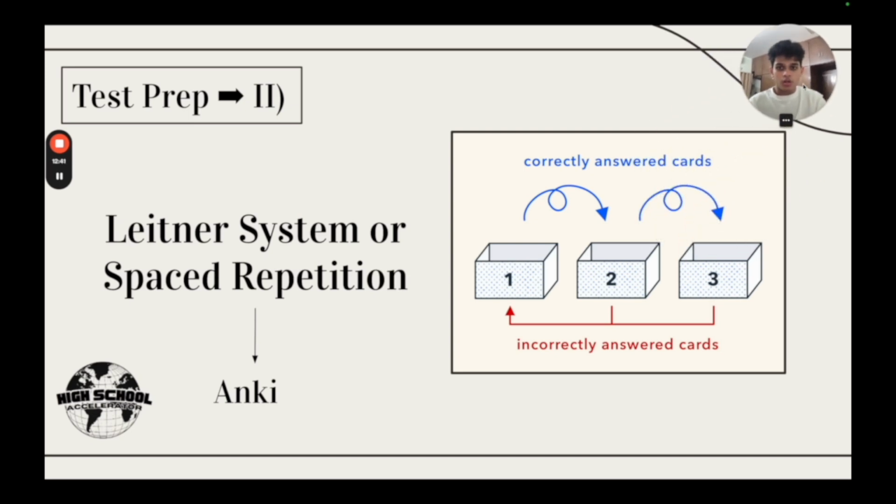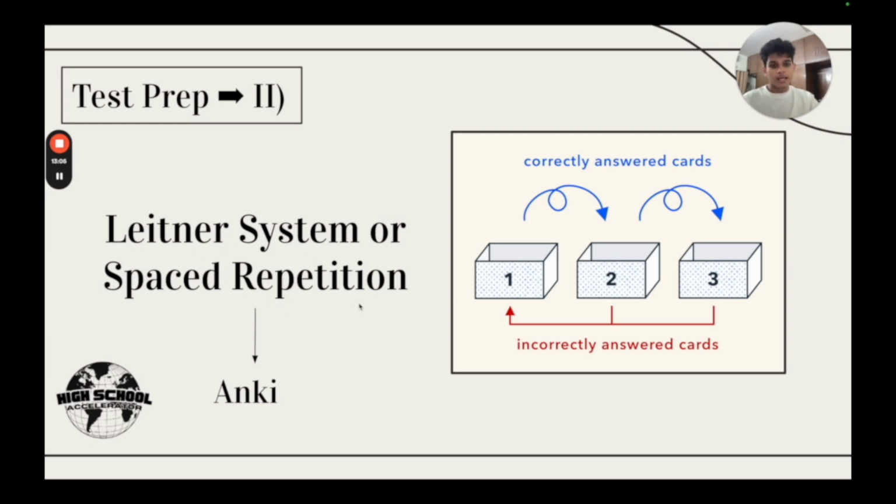Secondly, we're going to go on to the Leitner system, or spaced repetition. They're kind of similar, so I put them here. The Leitner system is basically, simply said, Anki. If you don't know what Anki is, it's a spaced repetition flashcard system, or software, that most people use. Anki, Quizlet, Remnote, they all use the Leitner system, the spaced repetition system.